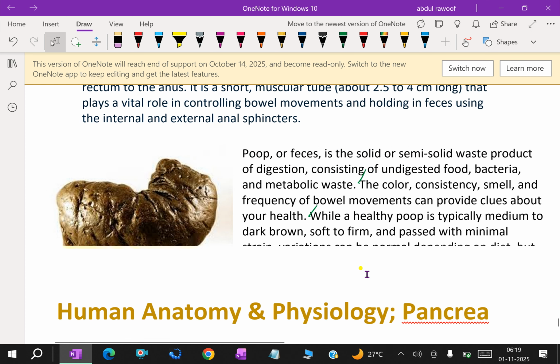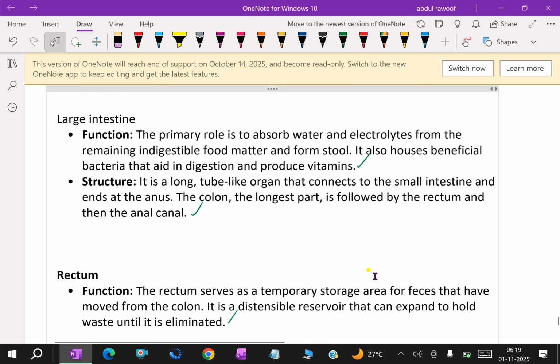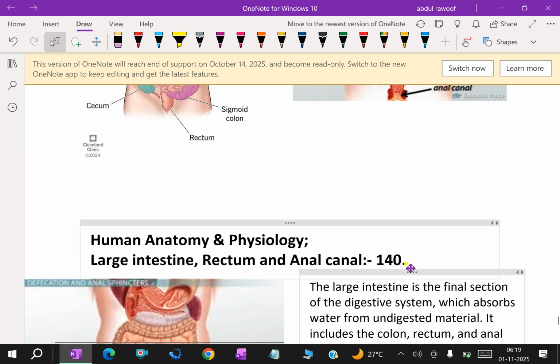So far, we discussed the large intestine, rectum, and anal canal.